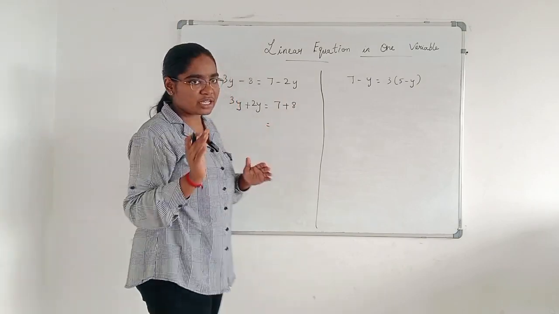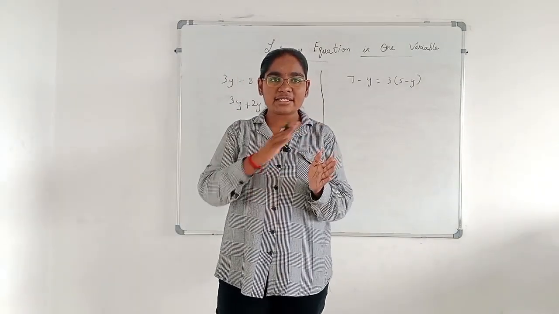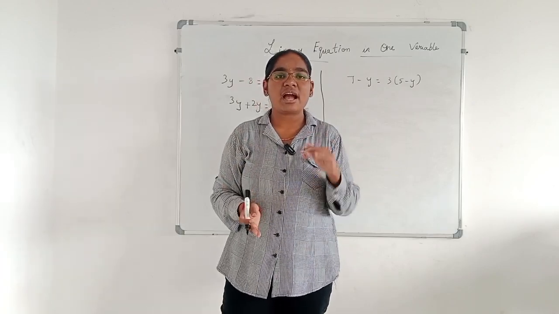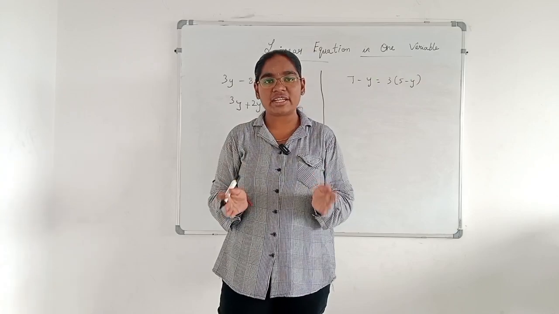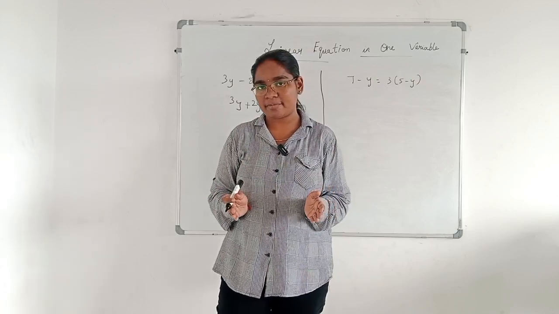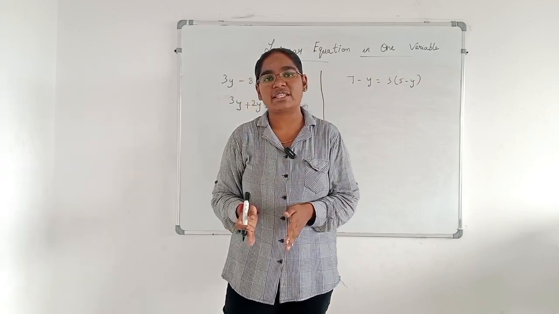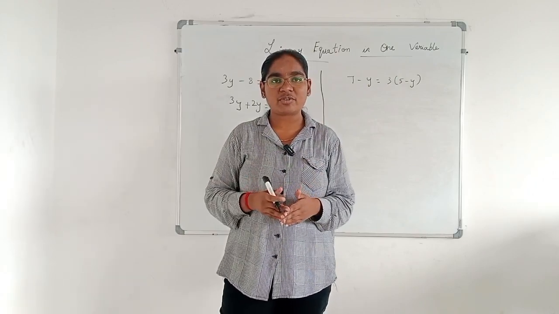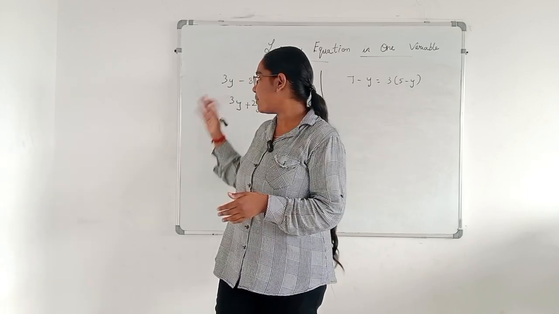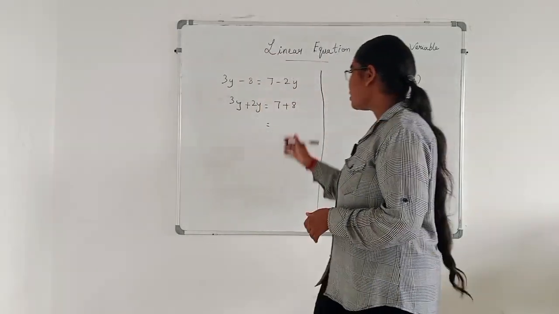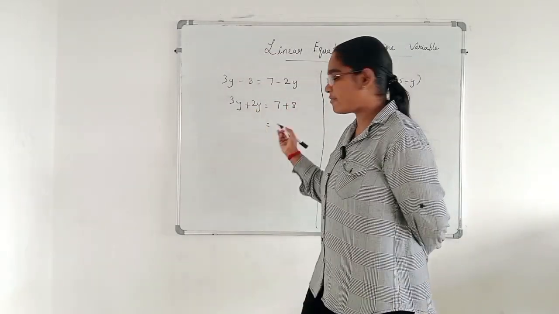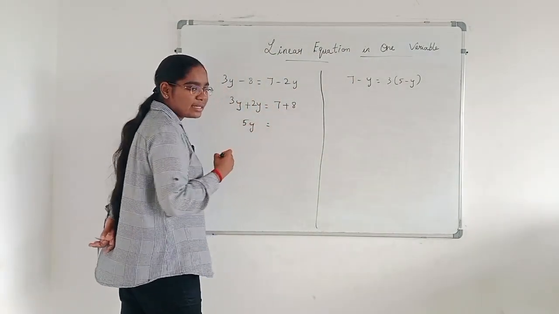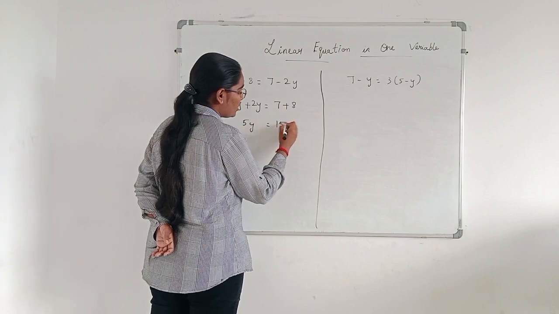So in the transposition method, the concept is minus moving to the other side will become plus, plus will become minus, multiplication to division, and division to multiplication. Always keep the variable on one side, either on the left hand side or the right hand side as per your convenience. But in most problems you will keep the variable on the left hand side only. Next 3y plus 2y, 5y. 7 plus 8, 15.